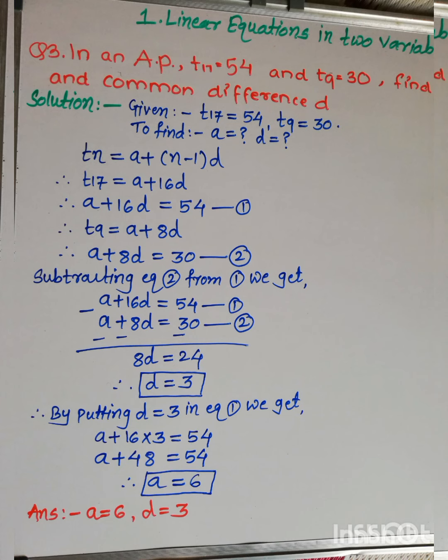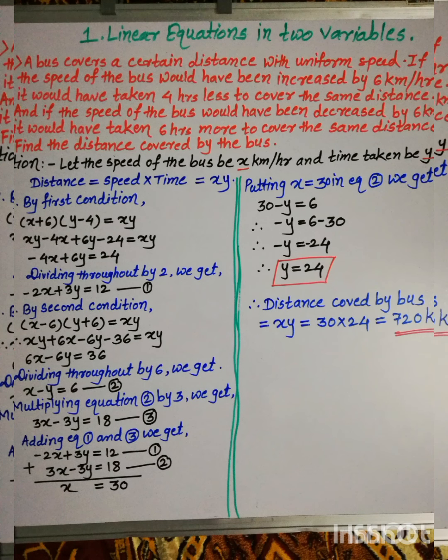Question number 4 is, a bus covers a certain distance with uniform speed. If the speed of the bus would have been increased by 6 km per hour, it would have taken 4 hours less to cover the same distance, and if the speed of the bus would have been decreased by 6 km per hour, it would have taken 6 hours more to cover the same distance. Then find the distance covered by the bus.